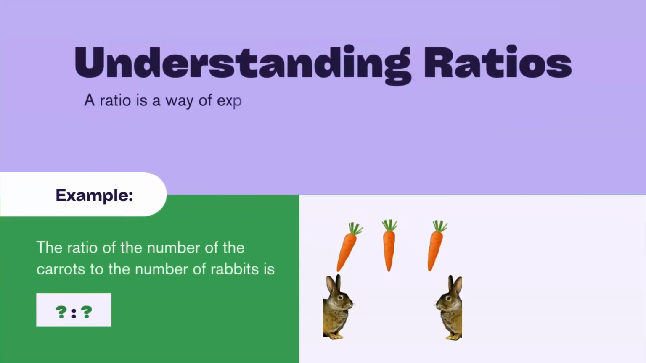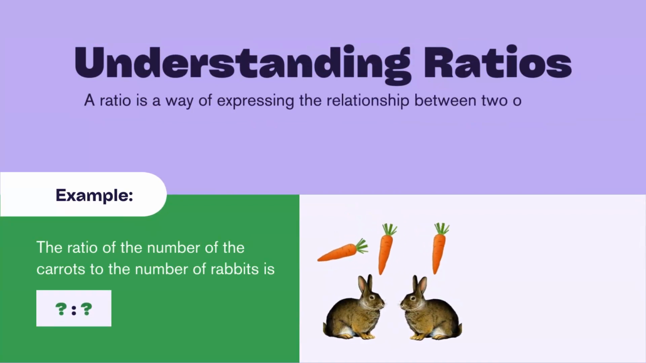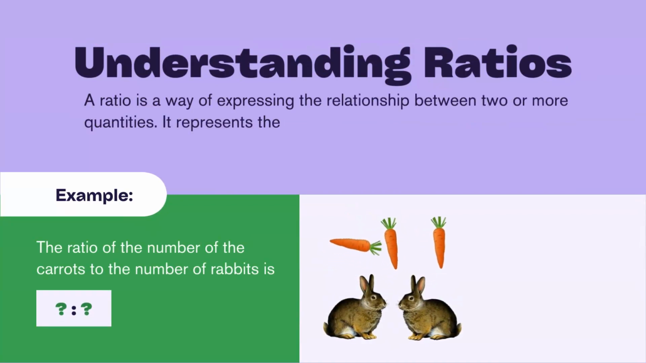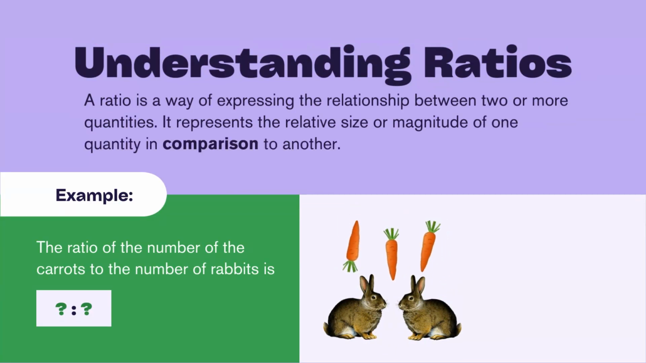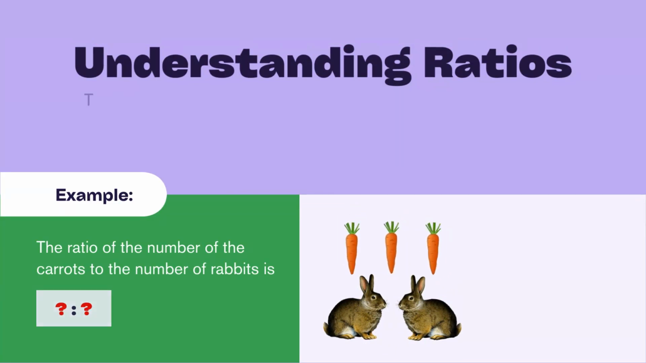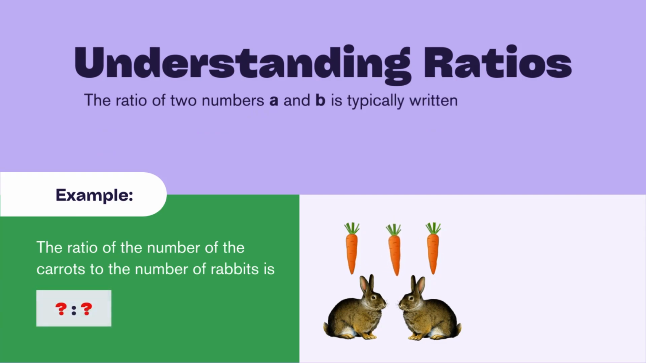A ratio is a way of expressing the relationship between two or more quantities. It represents the relative size or magnitude of one quantity in comparison to another. The ratio of two numbers A and B is typically written as A ratio B, where A is the first quantity and B is the second.